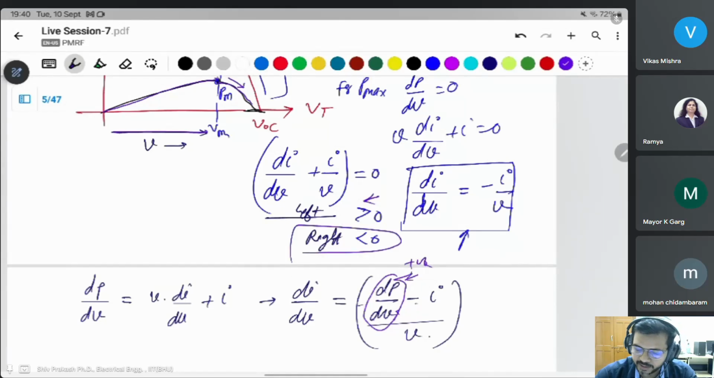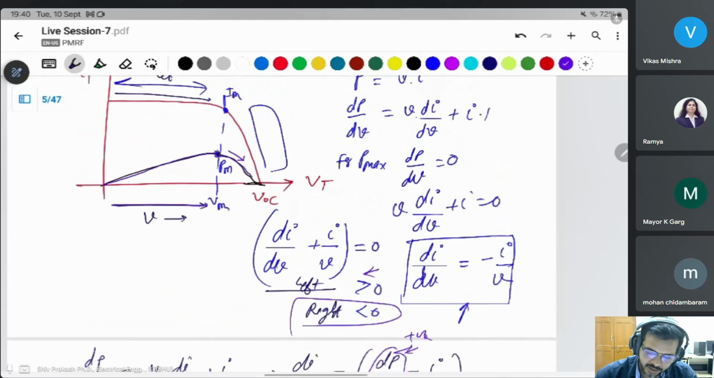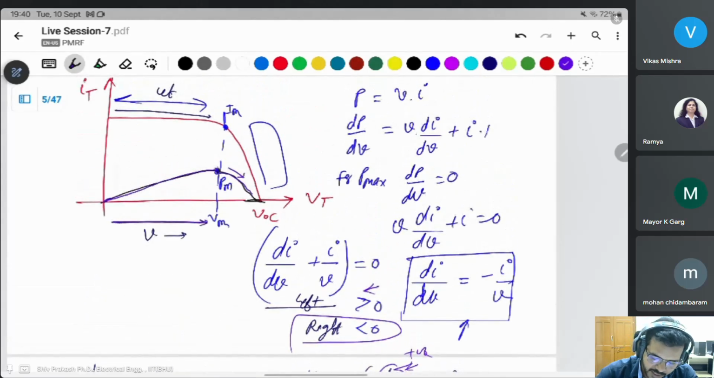Then this will be the left side and right side. It means that you need to increase or decrease the duty cycle depending on the converter. If there is a boost converter, you should decrease the duty cycle here. Then after this, if you go to here, you need to increase the duty cycle to reach the maximum power point.